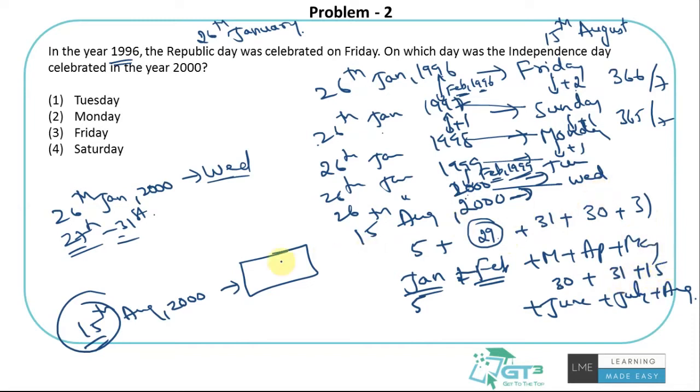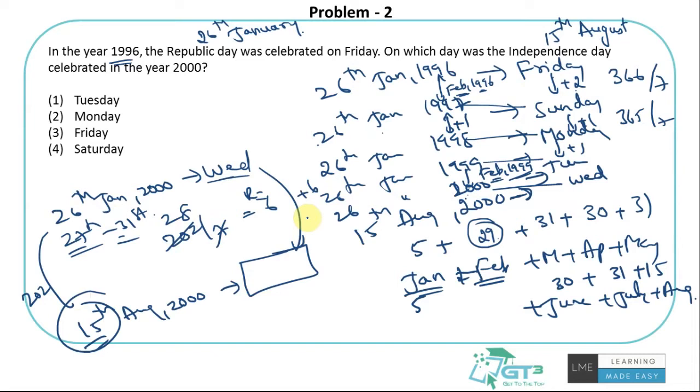So basically there are 202 days between this. So 202 divided by 7: 7 2s are 14, 7 8s are 56. So that is 6 as the remainder. So 6 extra days from Wednesday is what I need to do. That is going to give me the answer.